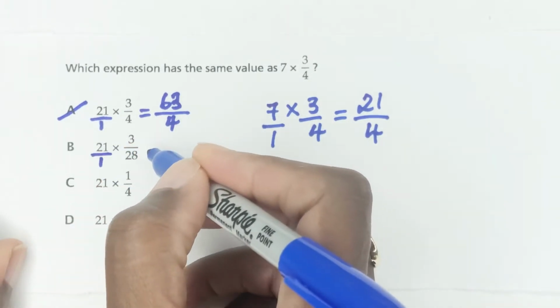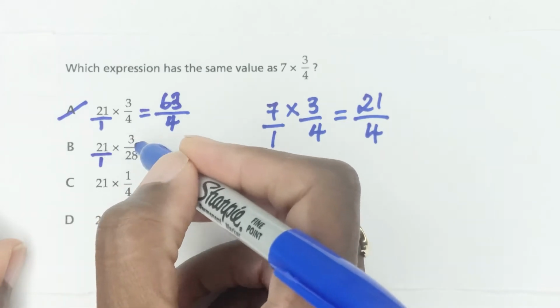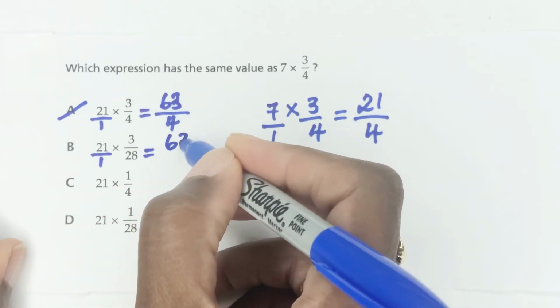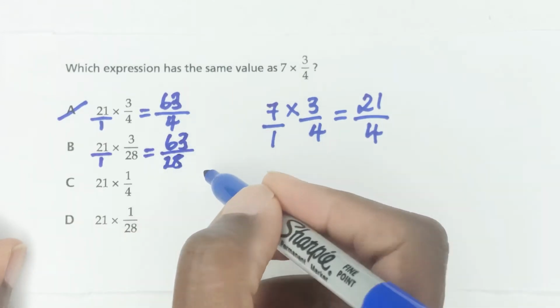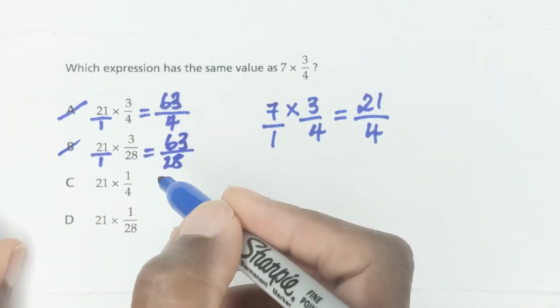Put this over 1 again to balance the fraction out. 21 times 3, that will give us 63 again. And 1 times 28 is 28. 63/28? Definitely not. B can go as well.